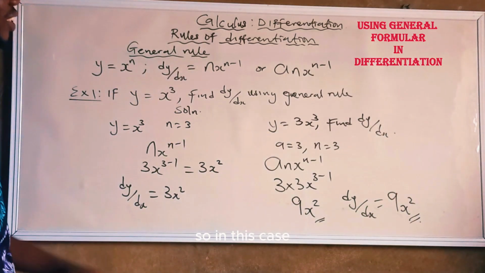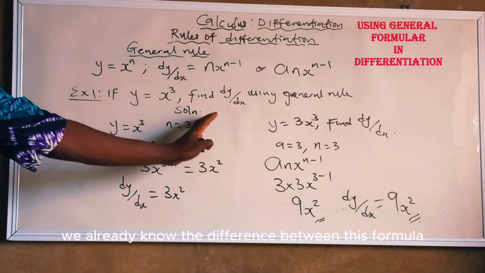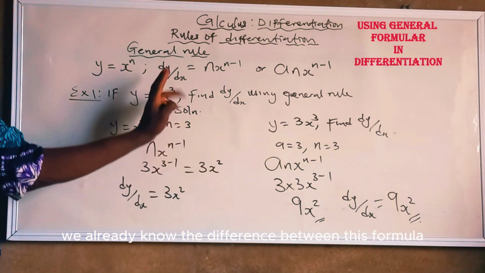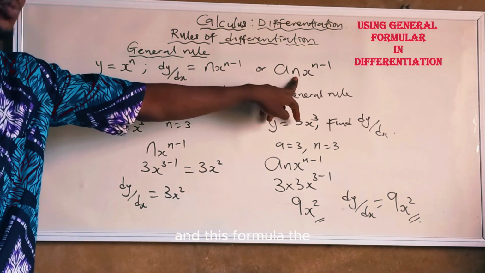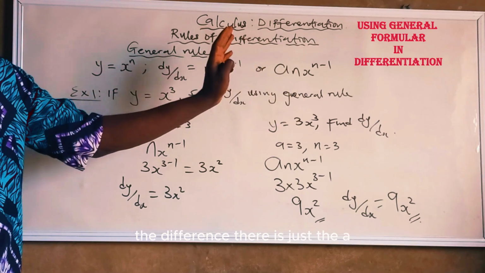So in this case, as you can see, we already know the difference between this formula and this formula. The difference there is just the a.